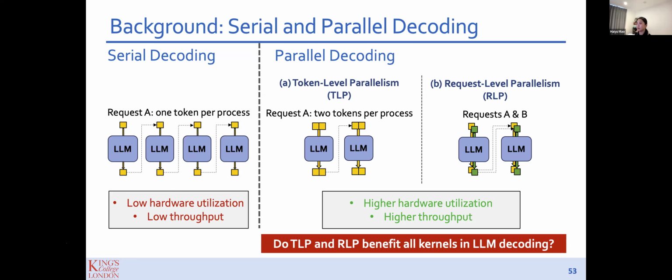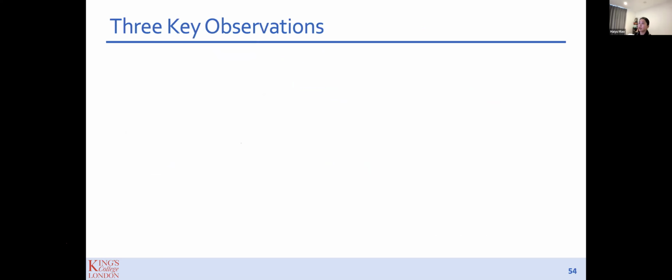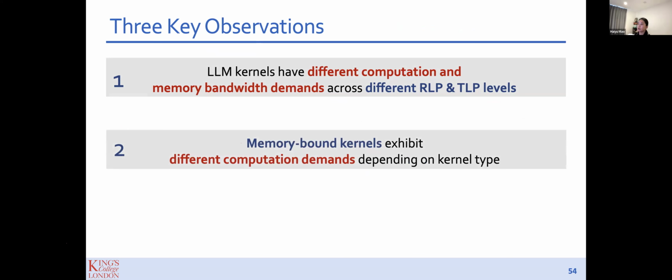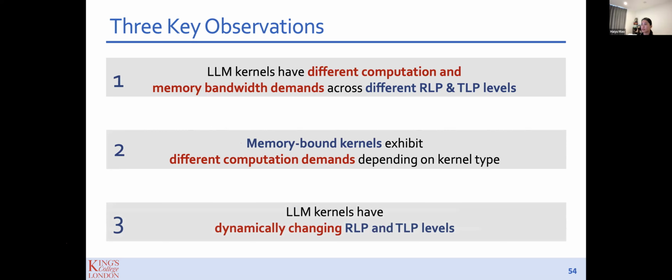And then let's ask a question: do TLP and ILP benefit all kernels in LLM decoding? We found three key observations. The first one is that large language model kernels have different computation and memory bandwidth demands across different ILP and TLP levels. The second is that memory-bound kernels have different computation demands depending on the kernel types. And the third one is that large language model kernels have dynamically changing ILP and TLP levels.